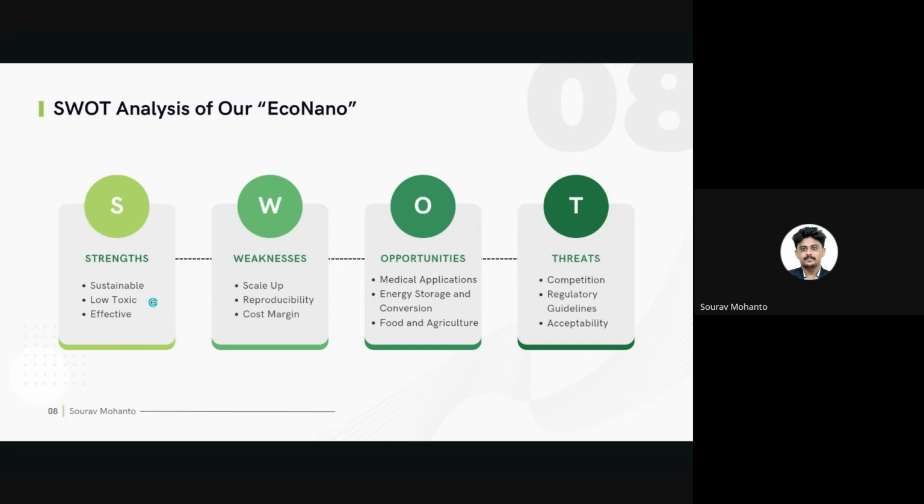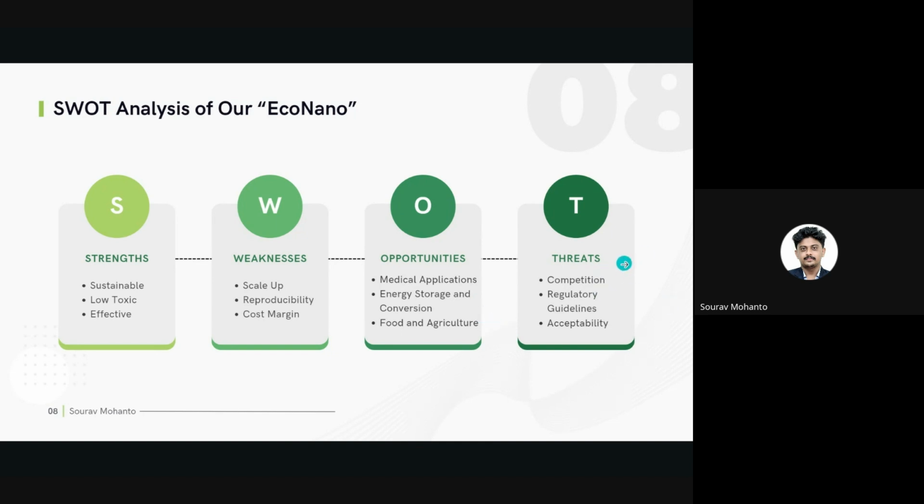Coming to the SWOT analysis of our EcoNano, these nanoparticles are sustainable. These are comparatively less toxic than physically or chemically developed nanoparticles. These are effective in several types of biomedical as well as cosmeceutical applications. The main problem associated with the nanoparticles is the scaling up. Reproducibility is another challenge, and along with that, the cost margin is a concern. These nanoparticles can further be utilized for various types of medical applications, for energy storage as well as conversion, and for the food and agriculture sector.